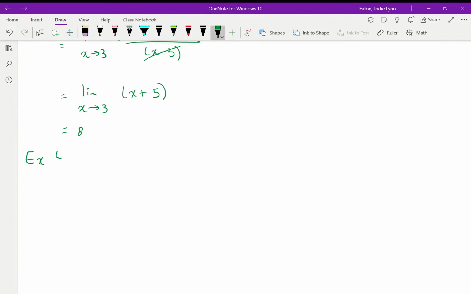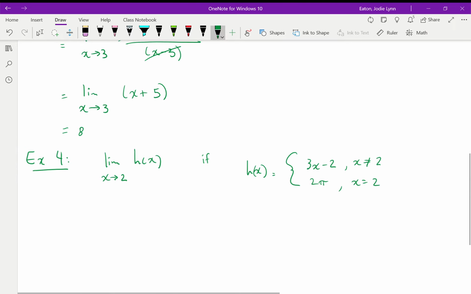So here we have example 4. The limit as x approaches 2 of h of x. We're going to find this if h of x equals 3x minus 2 when x is not equal to 2, and 2 pi when x equals 2.